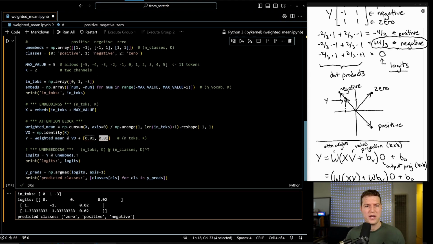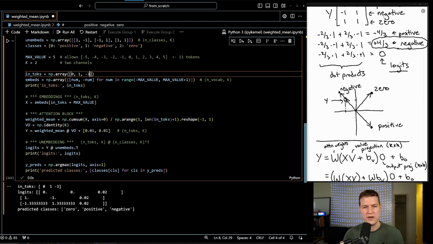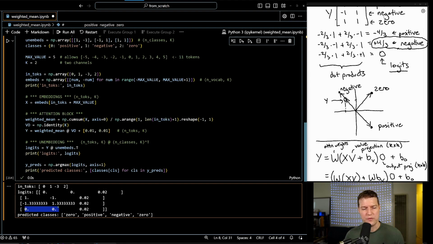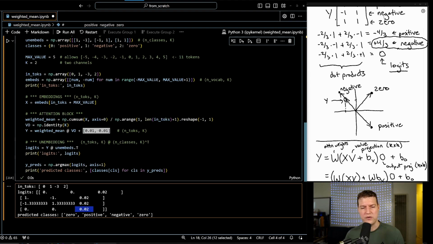Let's try some more. Like here, I have my in tokens. Let's modify this, right? Like what if I make another 0 at the end? If I do a -2, well, I don't think I did that right. I should make this +2. And so we end up with 0 again. You can see the first two logits are 0 for positive and negative class because they cancel each other out when I multiply them with a 1, 1. And then all that's left is this bias here, 0.01, 0.01, which results in 0.02 for the 0 class logit.